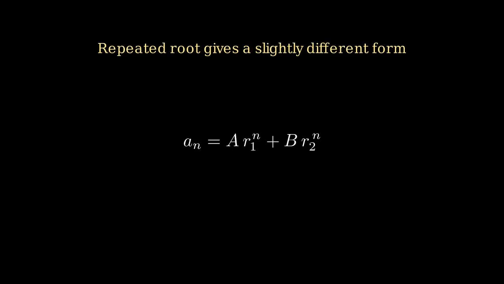If instead there's a single repeated root, r, the general solution takes a slightly different shape. a(n) equals (a plus bn) times r to the n.